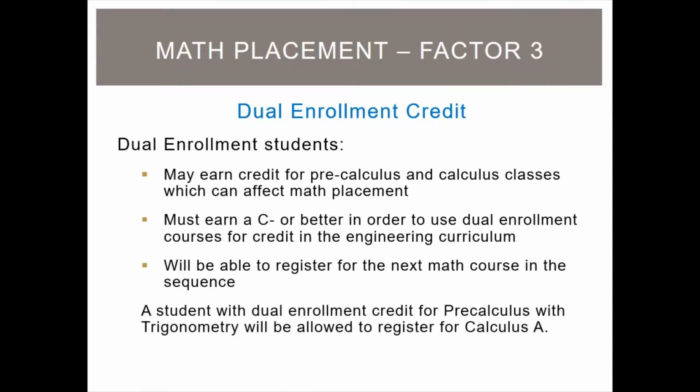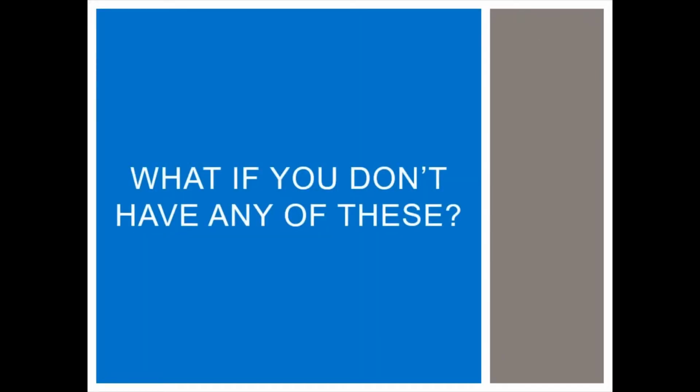If a student takes pre-calculus with trigonometry, for example, which is MA 113 at UAH, via dual enrollment, then that student will be placed into Calculus A. So what if you don't have any of these? If you don't have any ACT or SAT math subscores, or any other credit, don't worry. You will take the UAH math placement test to determine your placement.